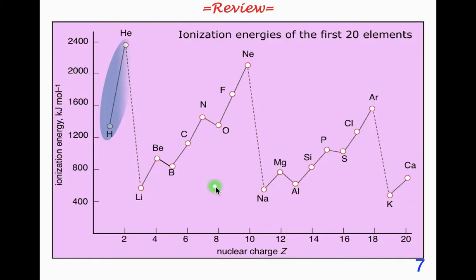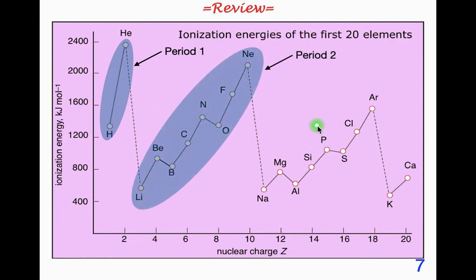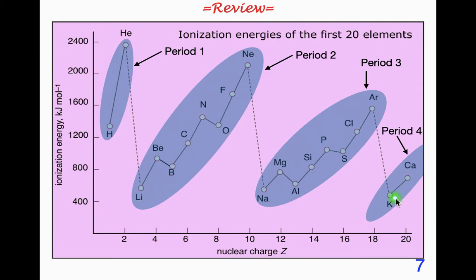Okay, now these are the trends for periods 1, 2, 3, and a couple from 4. As you can see, this is the ionization energy and the atomic number of protons. And you can see the trend is just as we've said. So this is the first period, ionization energy increases. The second period increases. The third period, the fourth period increases.